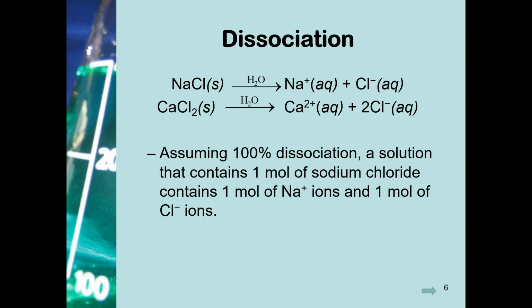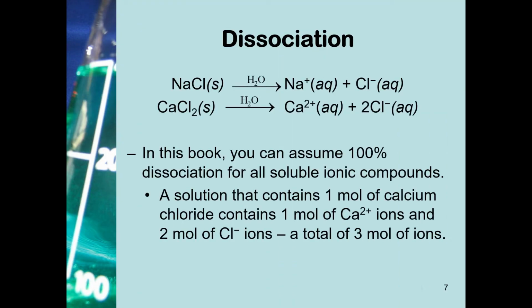A solution that contains 1 mole of sodium chloride contains 1 mole of sodium ions and 1 mole of chloride ions. And in our book, we're going to assume that there is 100% dissociation for all soluble ionic compounds. If it's insoluble, that's a different story. But if they're soluble, we're going to assume it's 100% and it's complete.